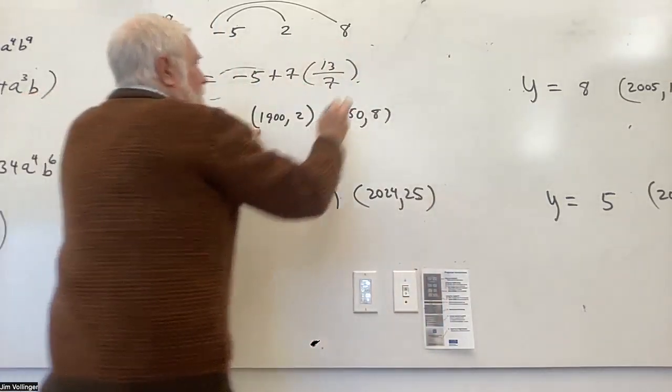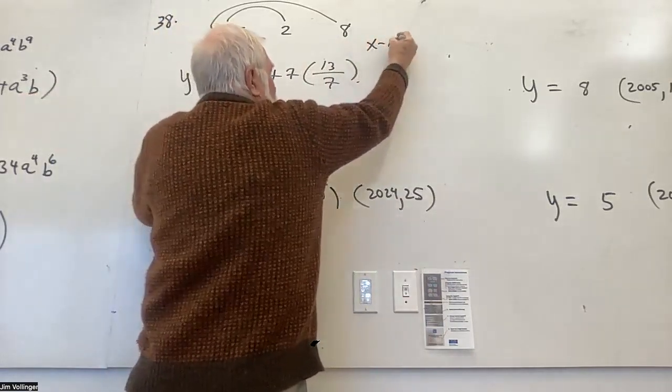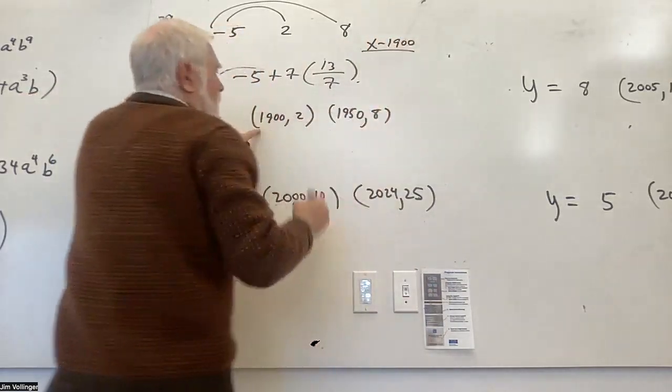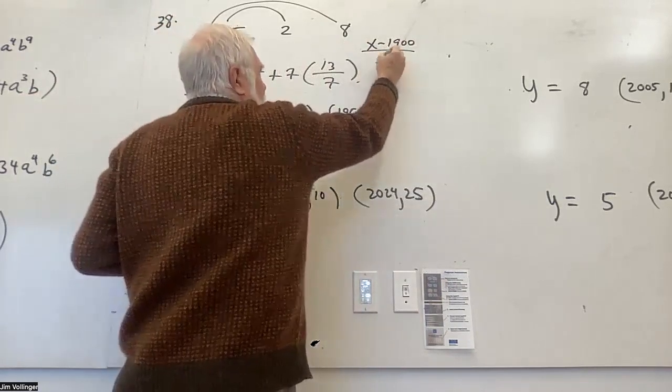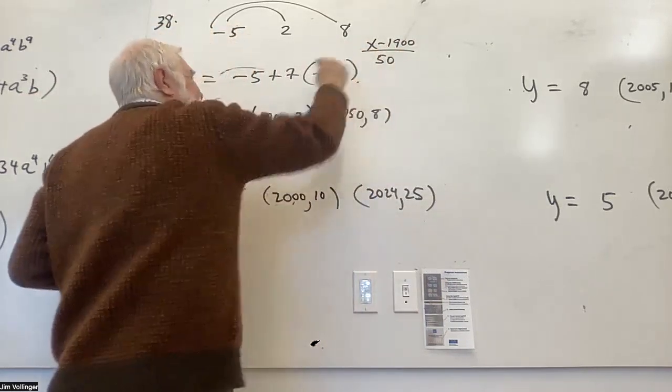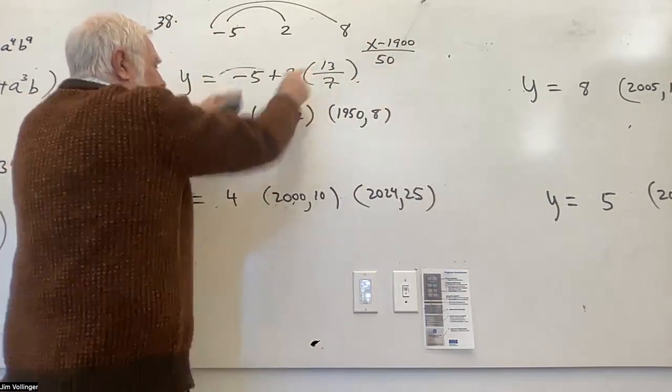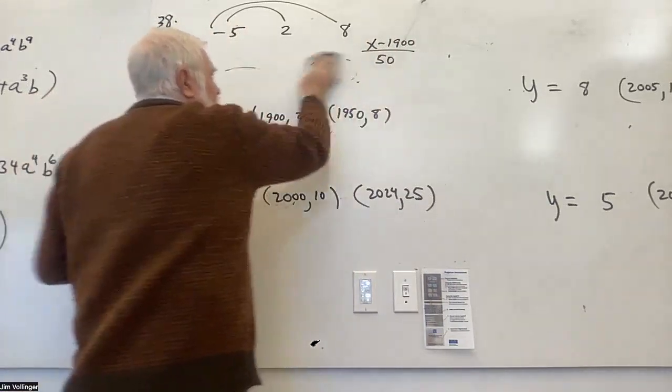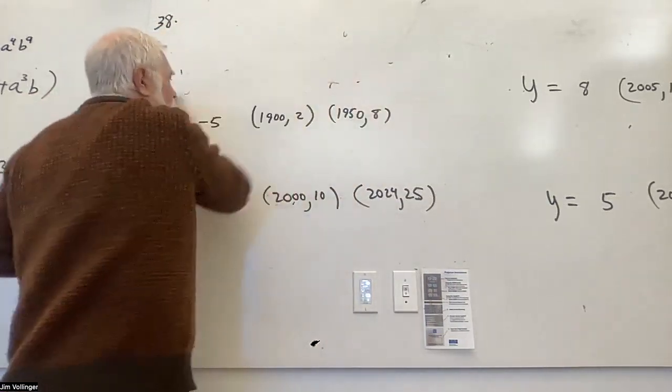Here, all right. 1900, we'll make that time a 0. Anything to the 0 is 1. And then we'll change by 50 because anything to the 1 is itself. You get a cancellation and an addition. All right, so that's that one. Next one.